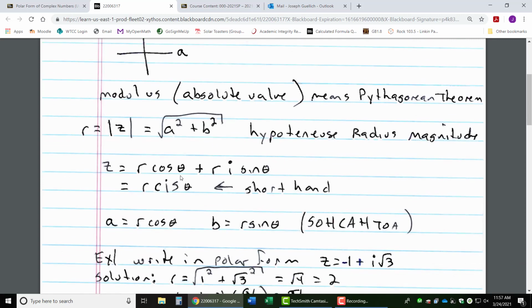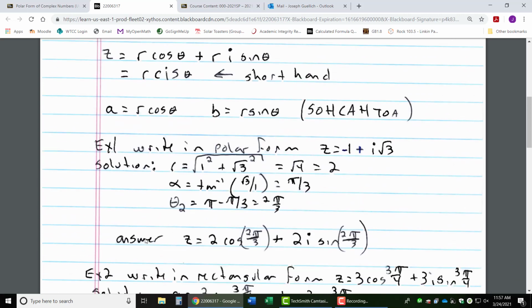The polar form of the complex number is written with the trig. So r, the radius, and then either the cosine or sine. So as you can see, SOHCAHTOA is exactly what we're doing here. a equals r cosine, b equals r sine. So let's try a couple of examples here.